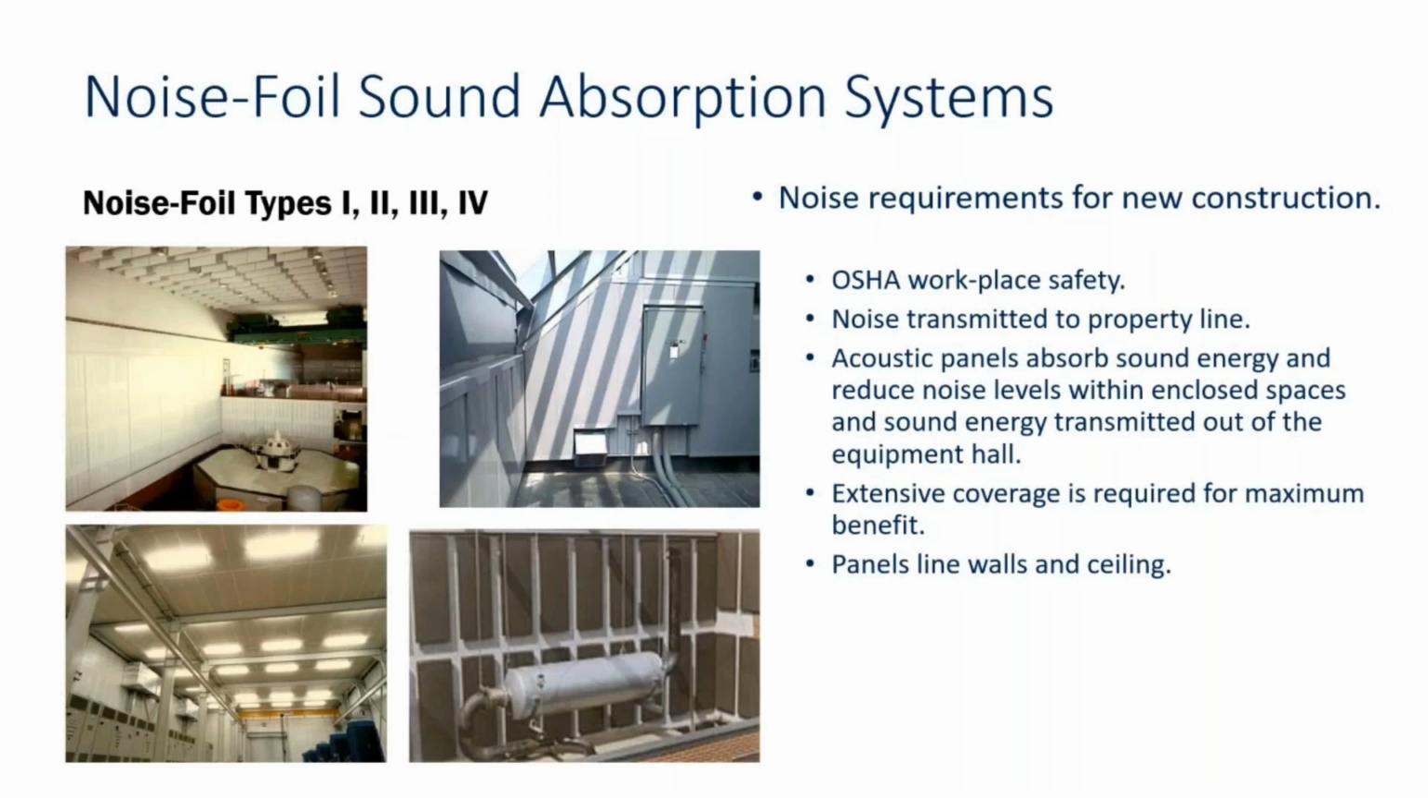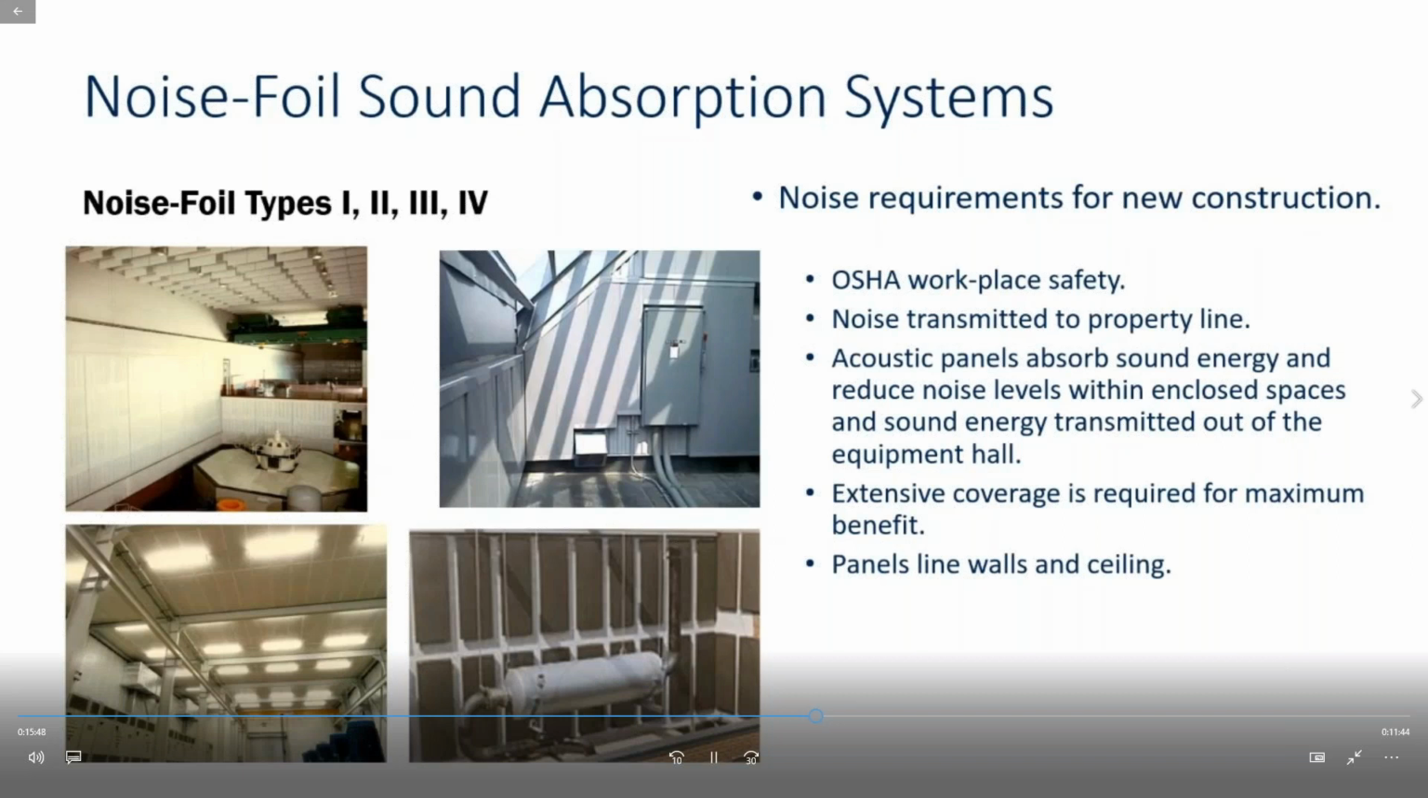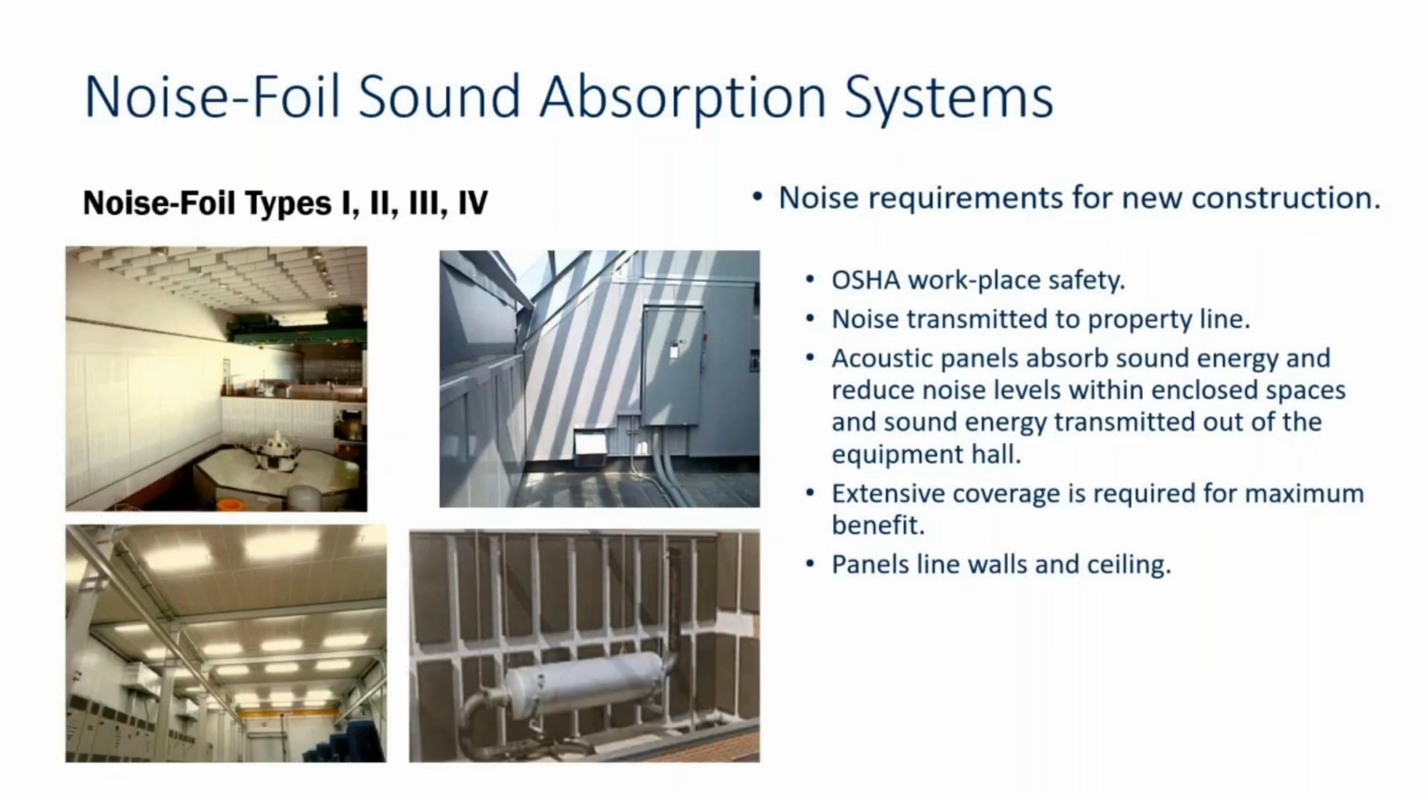Noise foil type 1 panels are typically used for interior applications. They can be included as part of a new construction plan and specification project, where the reduction in background noise will help meet OSHA requirements, and it'll also help reduce noise transmitted to the property line. Typical applications include extensive coverage of walls and the ceiling.